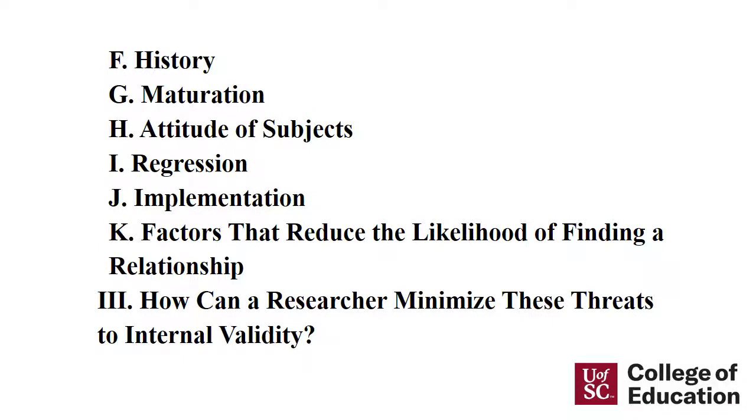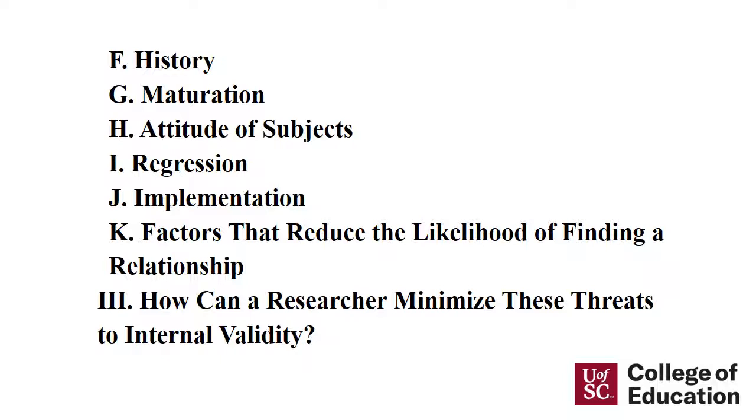F. History. On occasion, one or more unanticipated and unplanned for events may occur during the course of a study that can affect the responses of subjects. This is known as a history threat. G. Maturation. Sometimes change during an intervention study may be due more to factors associated with the passing of time than to the intervention itself. This is known as a maturation threat. H. Attitude of subjects. The attitude of subjects toward a study, and their participation in it, can create a threat to internal validity. This is known as subject attitude threat.